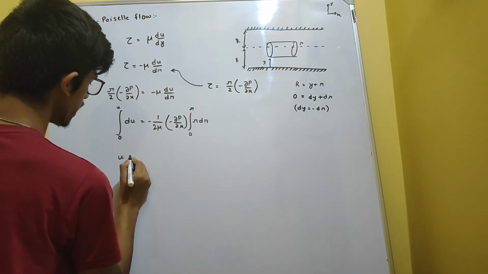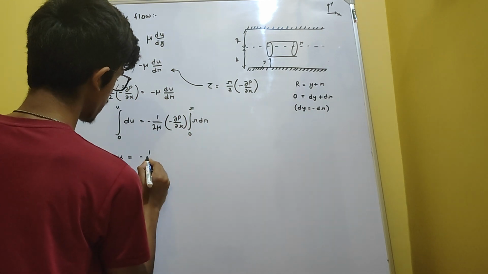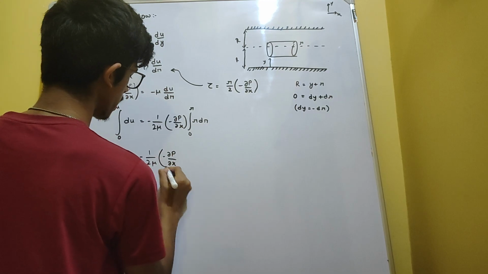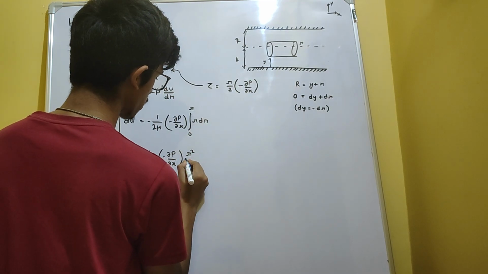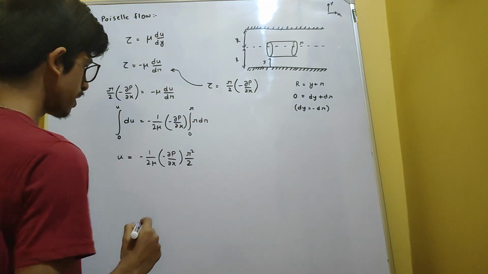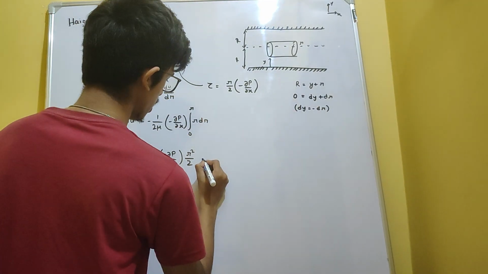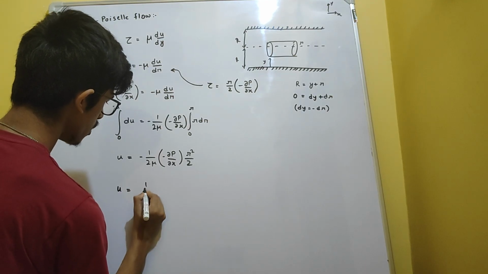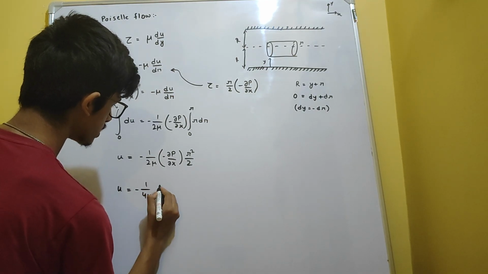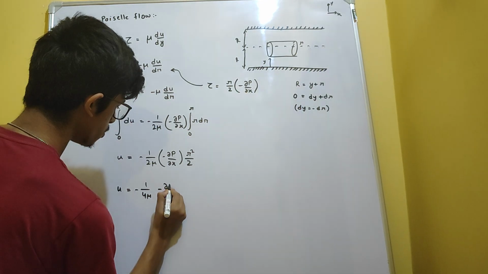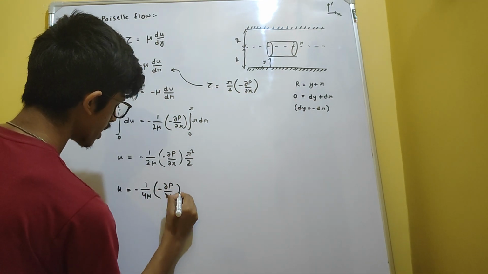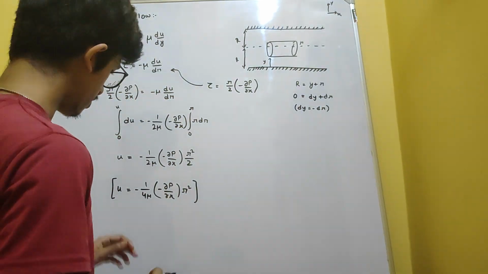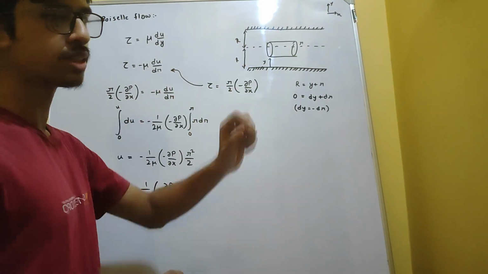So integrating, we get u equal to 1 by twice mu, minus dou p by dou x, and here you will be getting r square by 2, right? And here I am writing the limits. So we have u equal to 1 by 4 mu, minus dou p by dou x, and here we have r square. So this is the expression for velocity at any local distance small r.